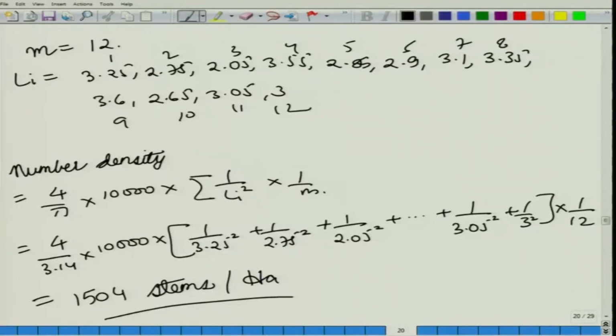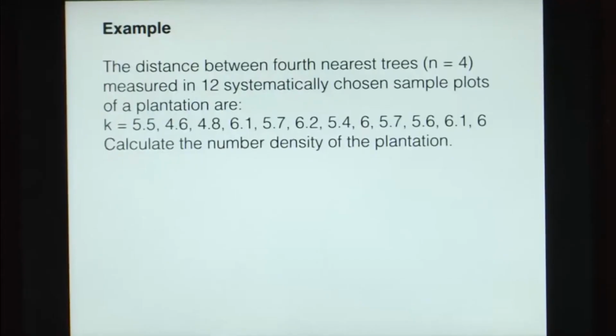So, let us take one other example, on your screen now. The distance between the fourth nearest trees, n is equal to 4, measured in 12 systematically chosen sample plots, so m is equal to 12, of a plantation are given. The k values are given and we need to calculate the number density of the plantation. In this case we do not have the nearest neighbor, we have the fourth nearest neighbors.